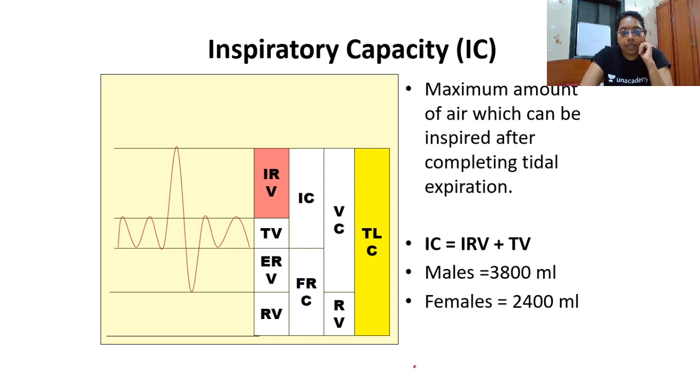Inspiratory capacity is the maximum amount of the air which can be inspired after completing tidal expiration. So here, this is your inspiratory capacity. तो आपने person को exhale करने के लिए बोला और उसके बाद वो normal inspire करके deep inspirations ले रहा है. So this entire amount becomes his inspiratory capacity, given by the formula IRV plus TV, which is approximately 3800 ml in males and 2400 ml in females.